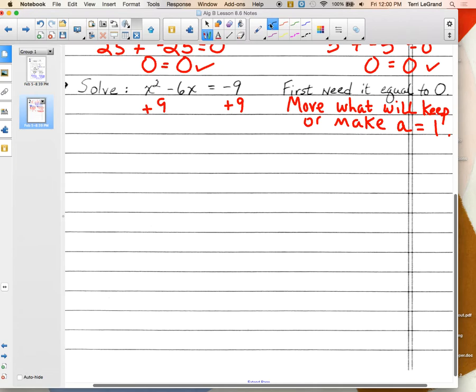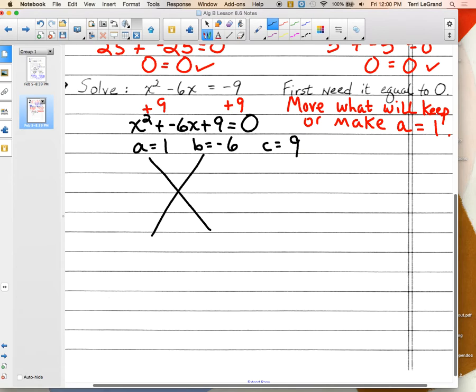Okay, so now we have our quadratic function set equal to 0 like we need it. So x squared plus negative 6x plus 9 equals 0. Our a is positive 1, that's good. Our b is negative 6, and our c is 9. So in our diamond, what do we need up? 9. What do we need down? Negative 6. Brighton, what are the numbers that multiply to be positive 9 and add up to negative 6? Negative 3, negative 3.